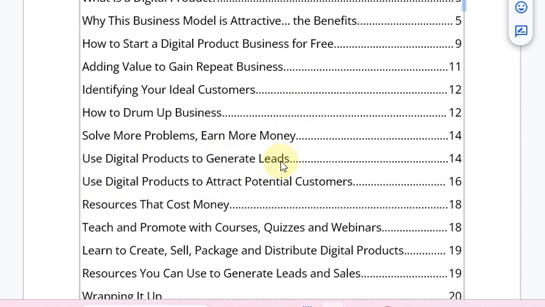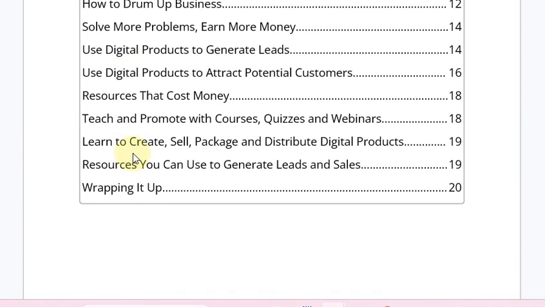You want to be successful on social media, but you also want to convert more of those followers, those people who follow you on your favorite platforms, into leads. Once they become a lead, it's a lot easier for them to learn the behind the scenes stuff that you can teach them and show them so that they can be successful in whatever it is that you are doing to help them. Use digital products to attract potential customers.